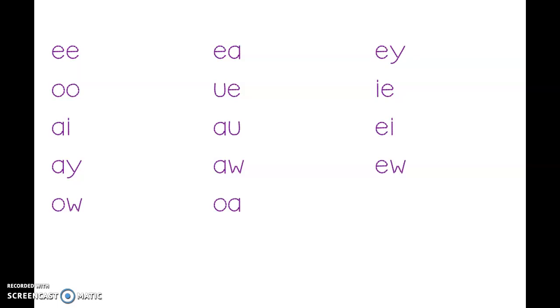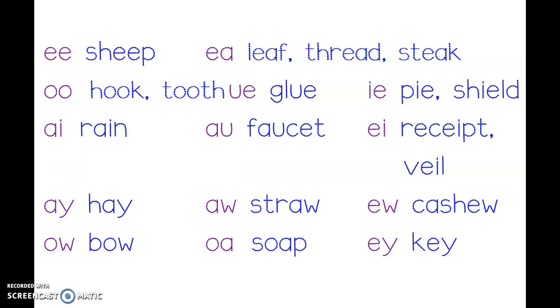Let's list the ones we know on the board. Can you name them with me? Digraphs EE, OO, AI, AY, OW, EA, UE, AU, AW, OA, EY, IE, EI, and EW. How do we code digraphs? Good job. We underline them.